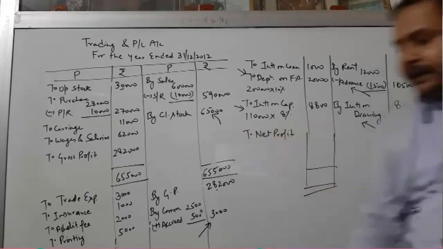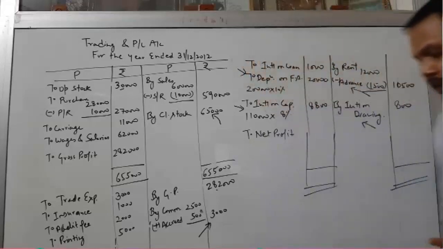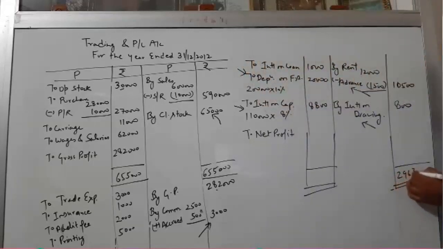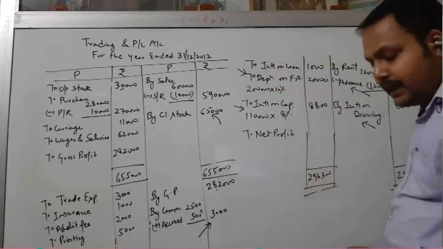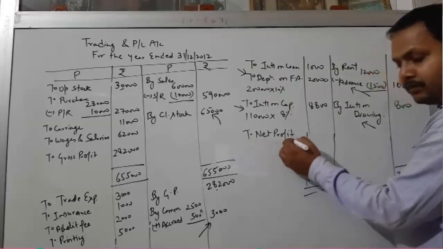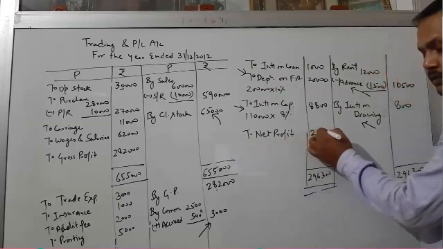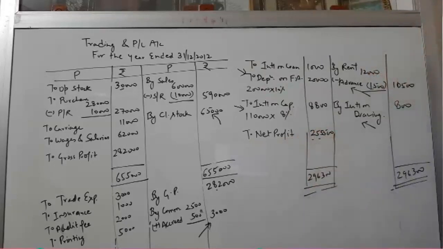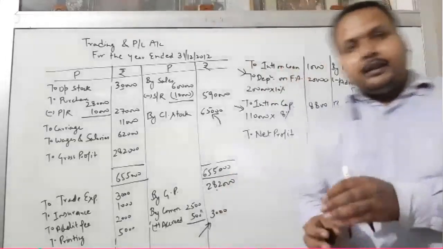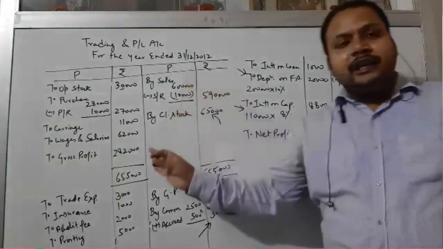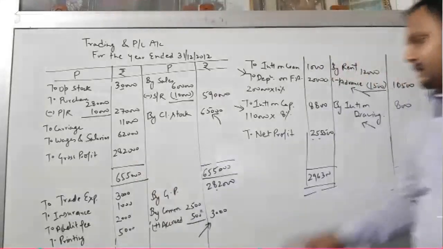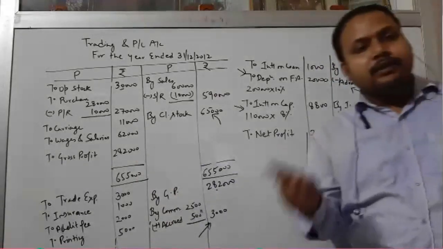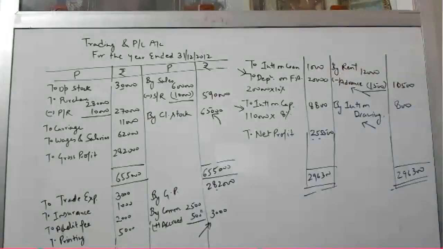So credit side हम लोगों ने ऐड किया according to the question, so the value is 2,96,300. डेबिट में कितना आना चाहिए, 2,96,300, and the balance amount will be shown as the net profit, that is 2,55,500 according to the question. So we solved the question number 2. We prepared the trading account and PL account and found out the gross profit 2,82,000 and net profit 2,55,500 of the question number 2.